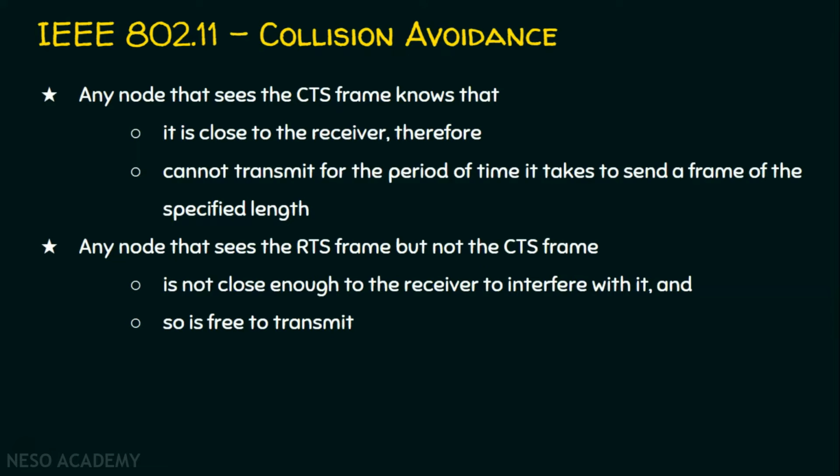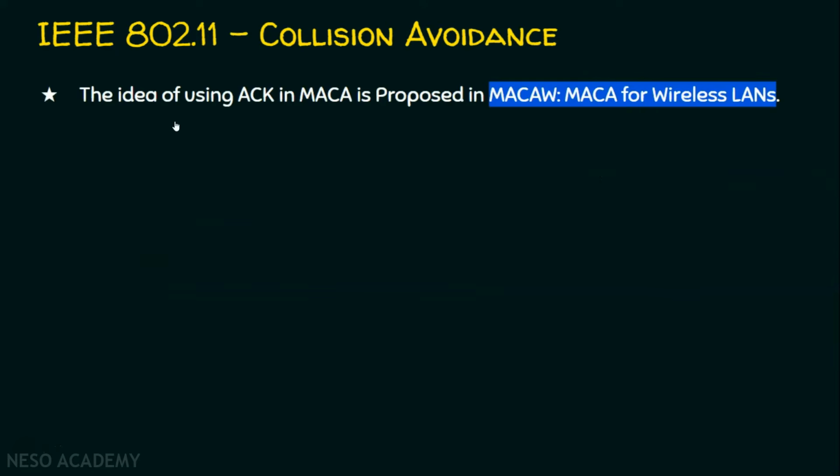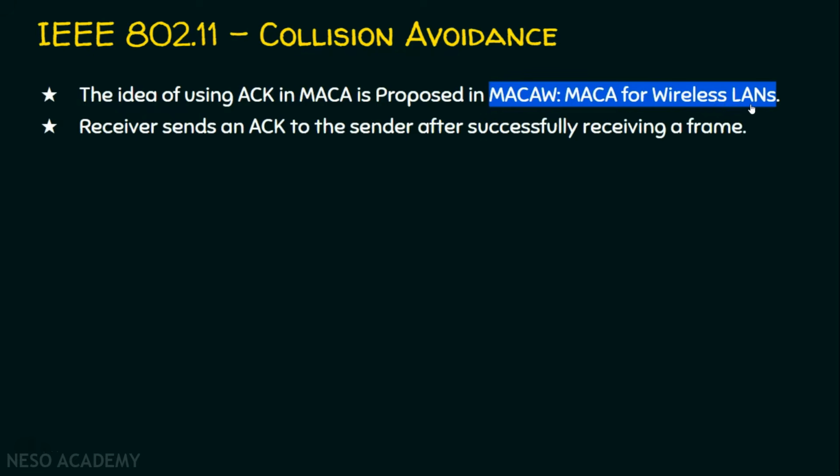And this is actually the MACA process. And we also have an enhanced version of MACA, which is MACAW. Let's see it now. The idea of using acknowledgement in MACA is proposed in MACAW, which is MACA for Wireless LANs. Actually, in the MACA algorithm, there are no acknowledgements. So with MACA, an idea of using acknowledgement is proposed, and it is named MACAW, which is MACA for Wireless LANs. And what is the idea behind this?